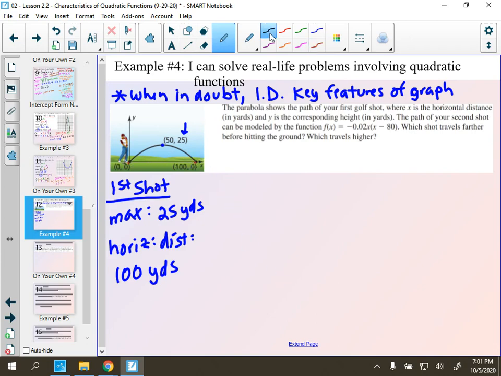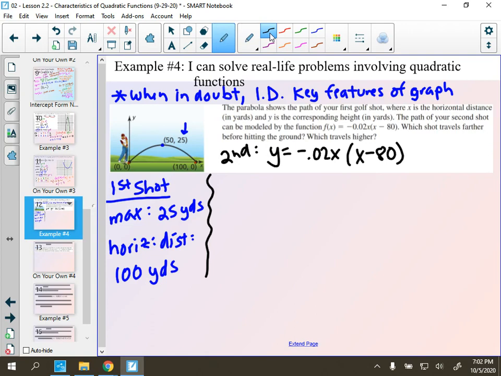The second shot's not so nice, right? So for the second shot, we've got this model right here, and I'm just going to switch it over to y equals negative 0.02x times (x minus 80). You might be saying, oh, why couldn't they just give us another graph for that one? Well, that's what I'm asking you to do.